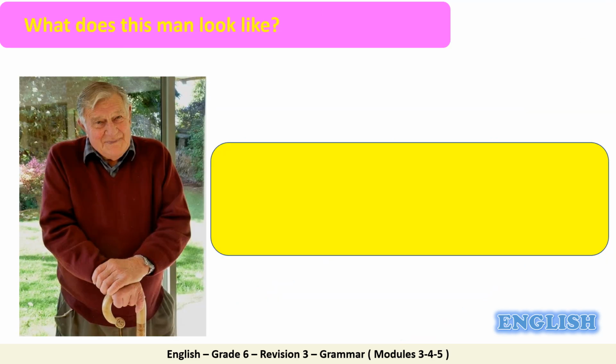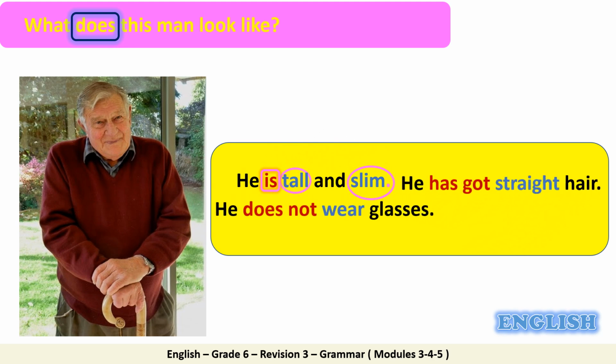Let's have a look at example number 1. What does this man look like? Here we are asking using does, it means in the present, and the answer, he is tall and slim, is in the present, and we have the adjectives. Then he has got straight hair and he does not wear glasses, and all the verbs are in the present.